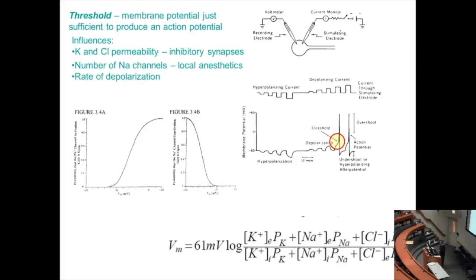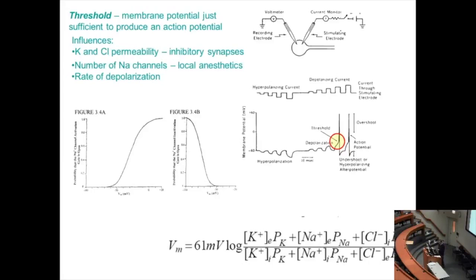So more sodium channels, your threshold potential is lower and it's easier to fire an action potential. Fewer sodium channels like a local anesthetic, or in the case of resting inactivation with hyperkalemia, then you have to get to a higher threshold. You have to depolarize the membrane more.